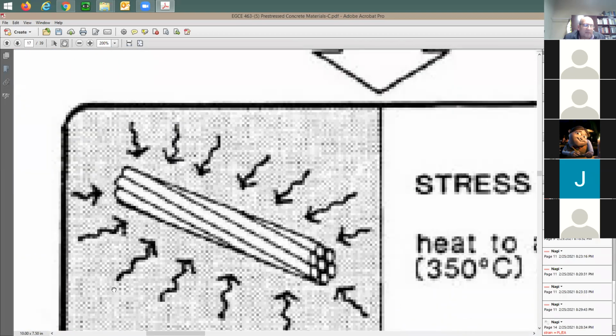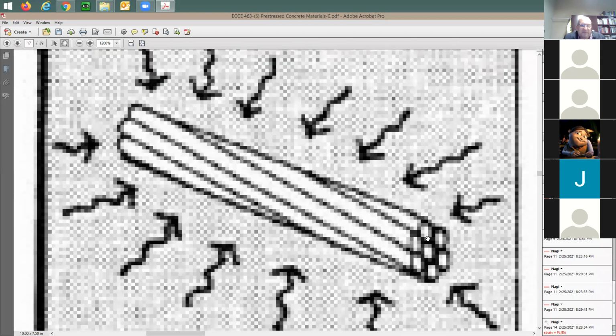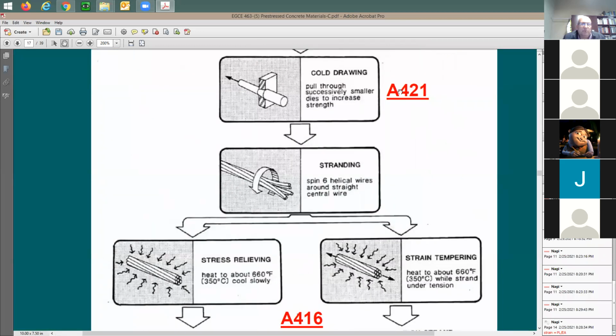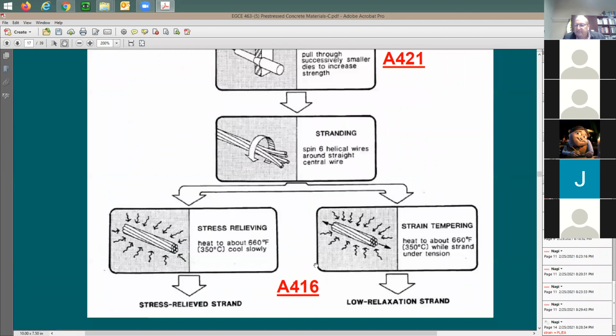You're going to have one of these in the middle, and then you're going to have 6 wires around it, and then you're going to be twisting it. Once you do this, you're going to have a strand. So the strand is going to be called 416. So this is going to be the 421 after you're done with this cold drawing. And then you make stranding, they call this process stranding, which means that you're going to put 7 together, and then you're going to be twisting it, and with that you're going to be getting strands, the 416. The 416 here has 2 types.